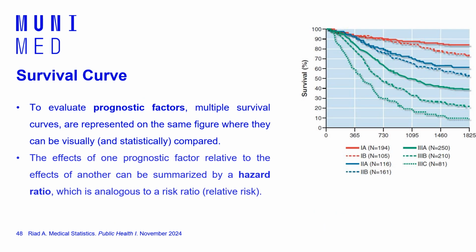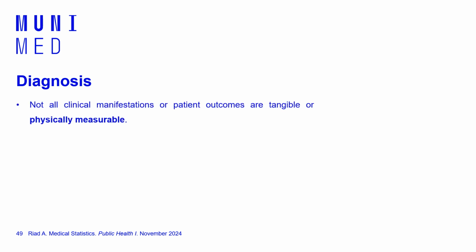Survival curves can also be used to compare different prognostic factors. Like in this graph, we can see 3 prognostic factors, and the relationship between the different prognostic factors is called the hazard ratio. The hazard ratio is very similar to what we already studied earlier, which was the risk ratio or relative risk. This is also part of your self-study, that's why you need to read it.